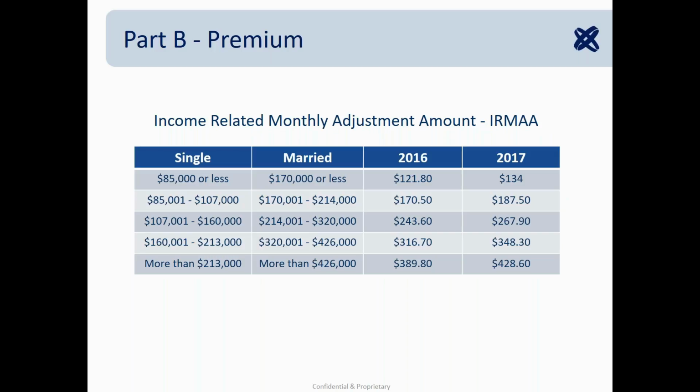Here are the premiums. It's called the Income Related Monthly Adjustment Amount, or IRMAA. Based on your income, you can pay higher premiums. It starts off at $134 and goes up based on your joint tax return, or if you're single, on the amounts on the left. And you can pay as much as $428.60. That's the most you would pay if you are a married couple earning more than $426,000 or $213,000 as an individual.